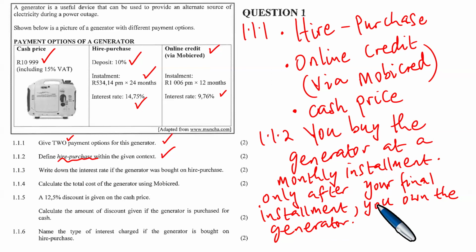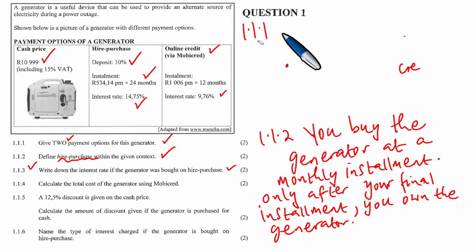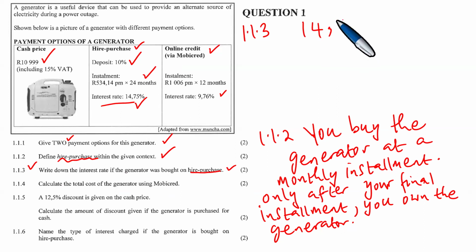All right. Now we look at the third question. It says you need to write down the interest rate if the generator was bought on hire purchase. What is the interest rate? What do you think? We were given the interest rate, isn't it 14.75%? Yes, that is the thing. So they're saying write down the interest rate if the generator was bought on hire purchase, and on hire purchase, the interest rate is this one, 14.75%.